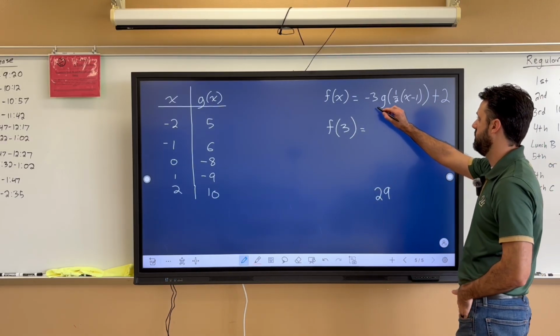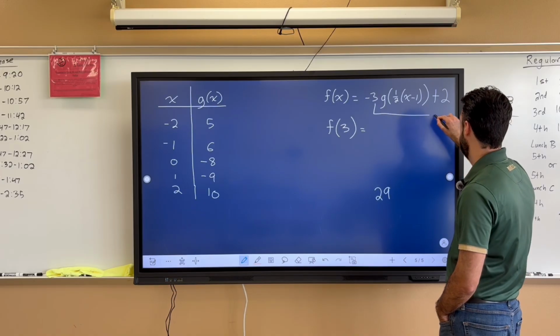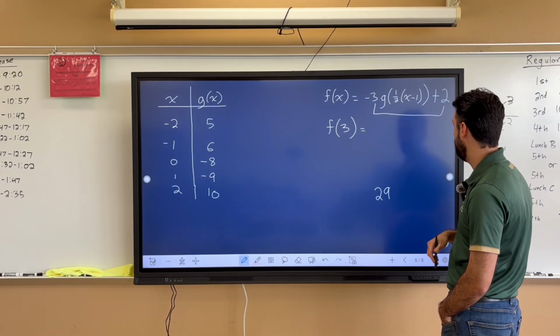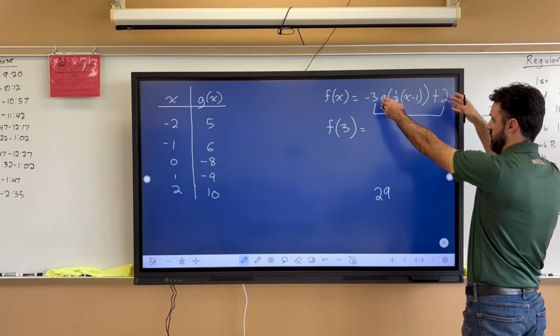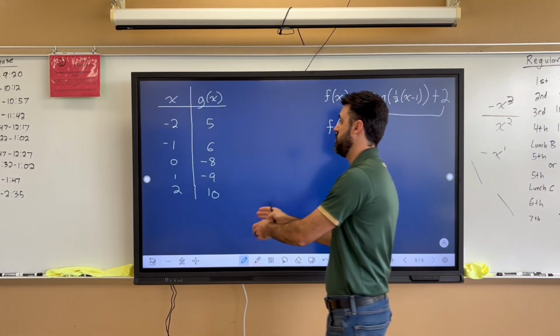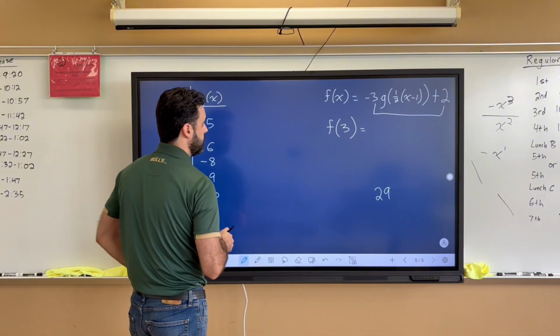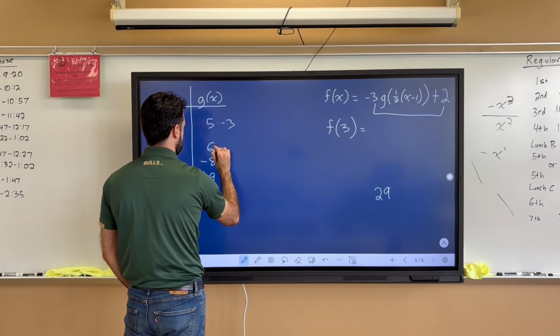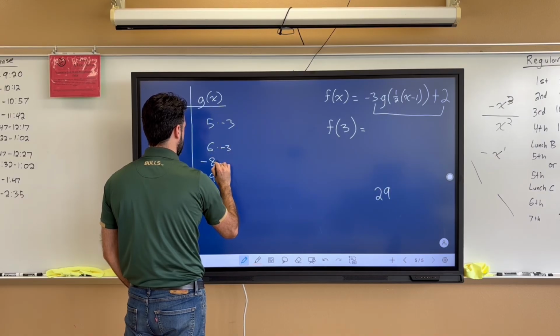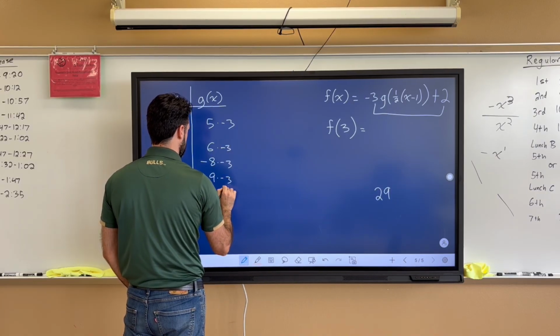All right, so I'm going to start with the 2 that are on the outside. So we've got a times negative 3 and a plus 2. And we know anything outside changes the y values or the g of x values. So I'm going to go through and multiply all of these by negative 3.